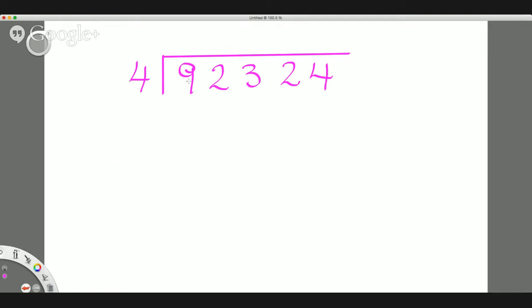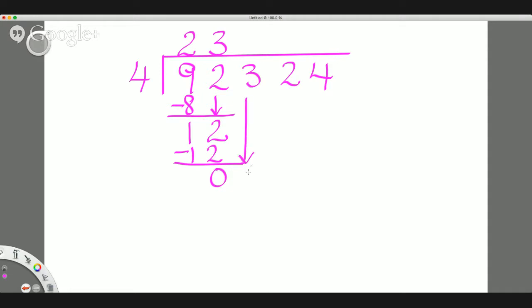Okay, let's take a look. 9 divided by 4 is 2. 2 times 4 is 8. Subtract 1, bring down the 2, 12. 12 divided by 4 is 3. Right, 3 fours are 12. Subtract, you get 0. Bring down the 3. 3 divided by 4, we can't do that, so that's 0.